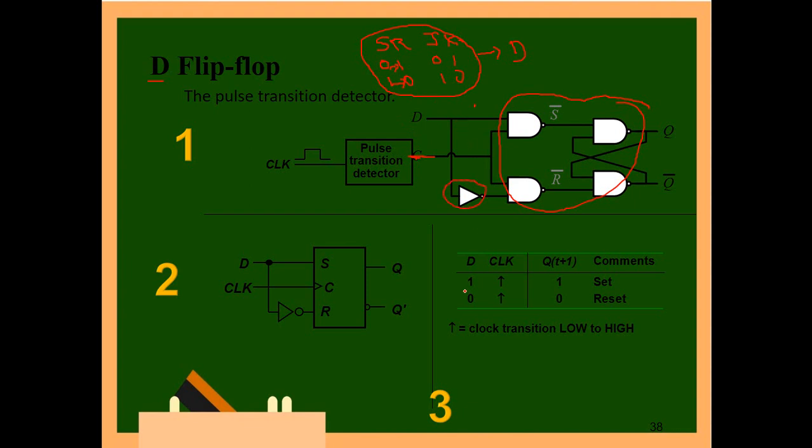When D is 1, taking it as an SR, S is 1 because S and D are the same, and R is the complement, so 0. When S is 1 and R is 0, we know that operation is set. So in the D flip-flop also, it is 1 and it is set. Second condition, D is 0: S is 0 and R is the complement, 1. So S is 0, R is 1, we know that it is a reset operation, so Q is 0.